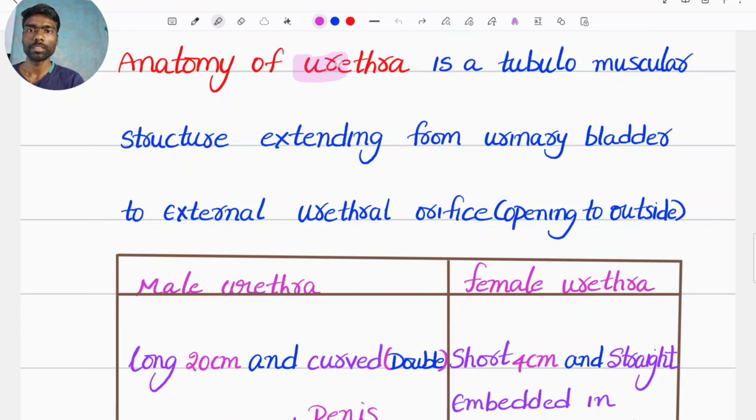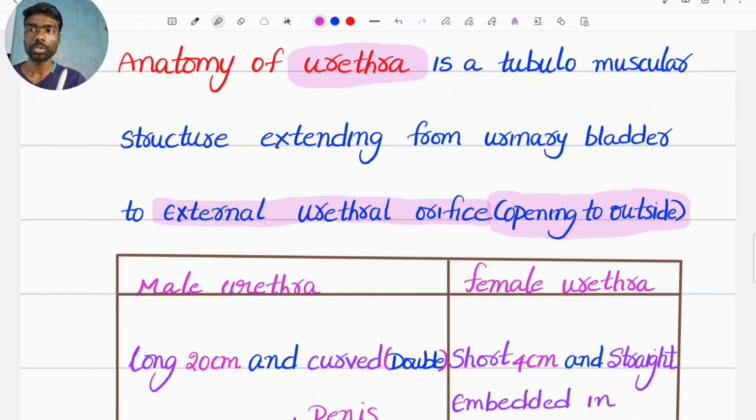Anatomy of urethra. What is urethra? It is a tubulomuscular structure extending from the urinary bladder, exactly from the neck of the urinary bladder into which the urethra opens, till the external urethral orifice, exactly at the tip of the glans penis in males, where it opens to the outside, whereas in females it is the vestibule, where it opens to the outside.